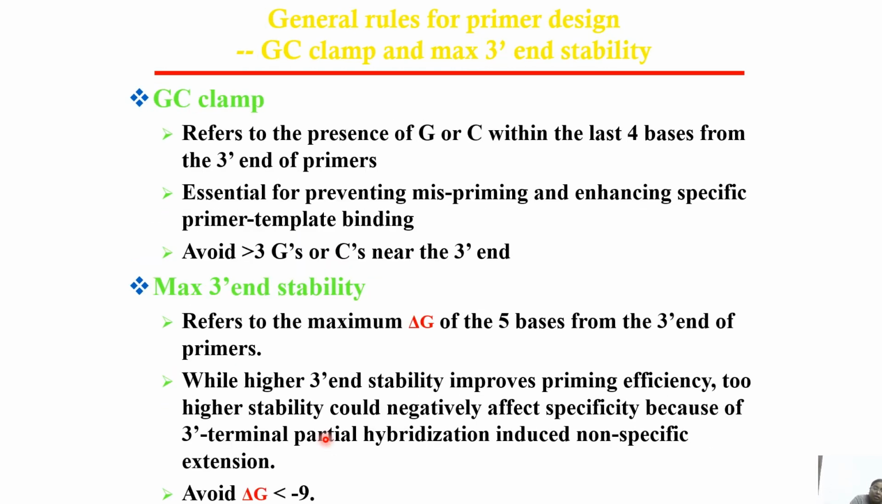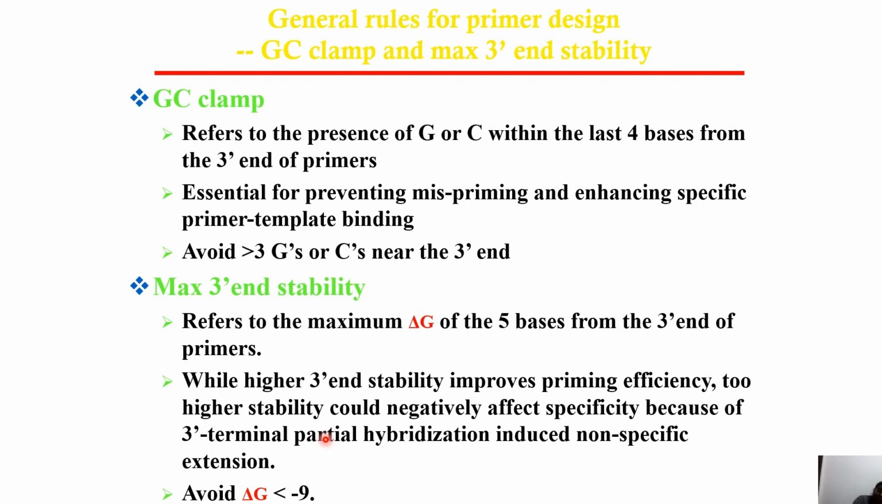Okay, GC clamp refers to the presence of G or C within the last 4 bases from the 3' end of primers. It is essential for preventing mispriming and enhancing specific primer binding. So we should avoid more than 3 guanines or cytosines near the 3' end.